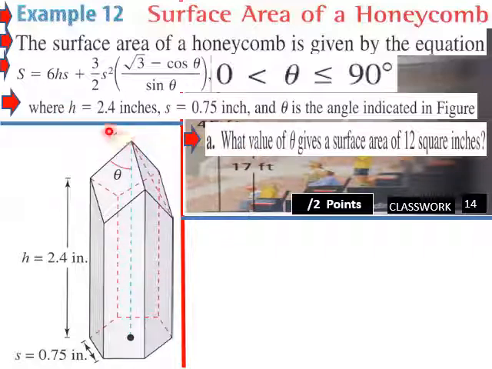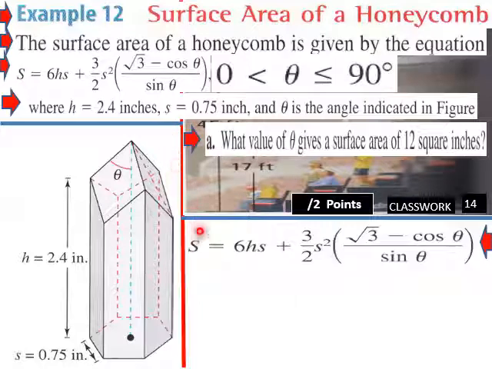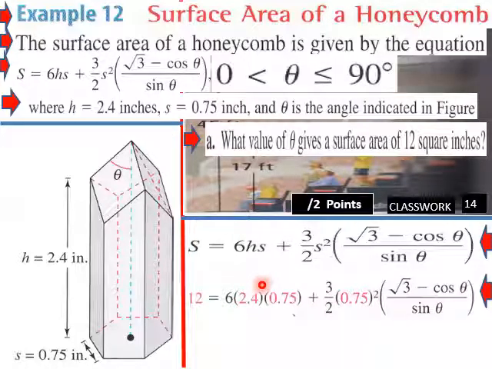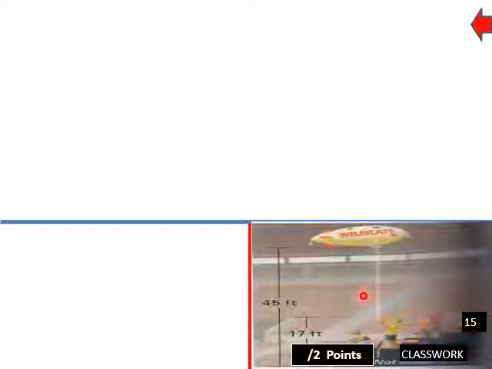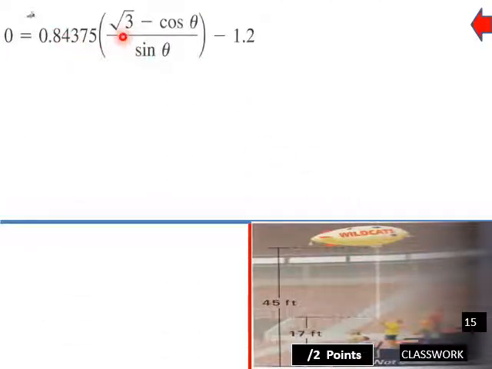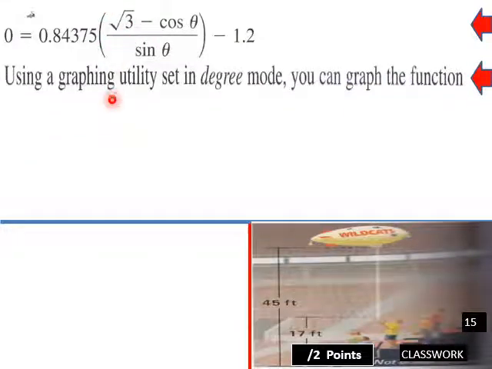So 12 square inches, where h is 2.4. So here's our original equation, and we make it equal to 12. We plug in 12 over here, and we're going to plug in these values, 2.4 and so on, into our formula and crank that out. And we have 12 equals 10.8 plus 0.84375 times square root of 3 minus cosine theta over sine theta. And when we crank that out, we come up with this consideration here.